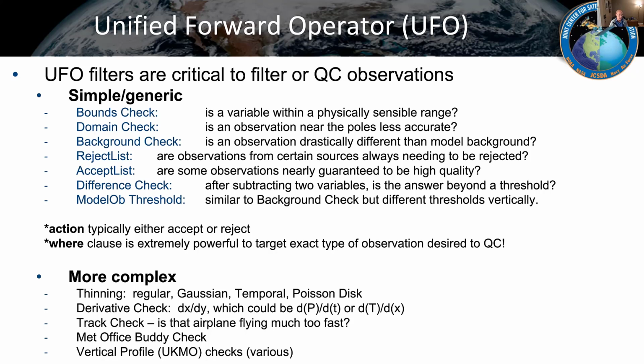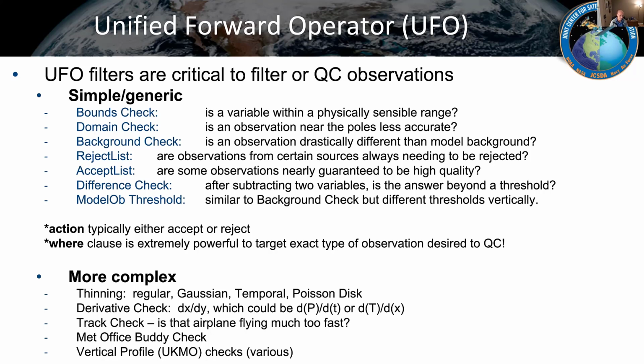There are usually actions associated with some of these. The default action is reject, but there are some other actions that you can choose in there. And I'm pretty sure that every one of these takes the where clause, and the where clause is extremely powerful to target some exact type of observation or to target some very physical bounds. Some temperatures above 300 Kelvin could just be a where clause all by itself. So the flexibility here is really nice of these where clauses.